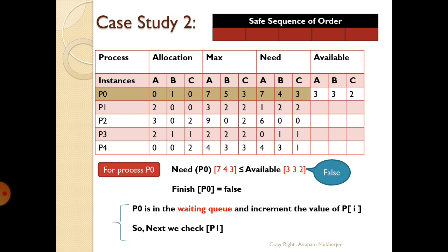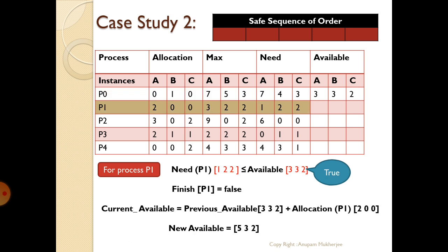Based on the Banker's safety algorithm, we'll first check the need. What is the need of process P0? Need of process P0 is 743, which is to be checked as less than or equal to system availability. System available is 332. So the answer is false. So process P0 is in waiting state, and we increment the value of i by 1. So P0 is in waiting state.